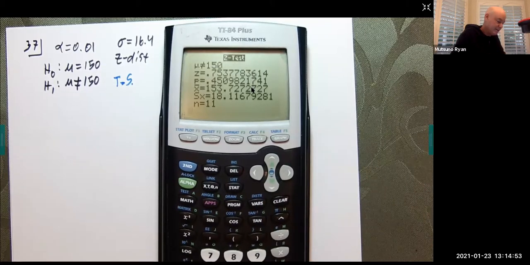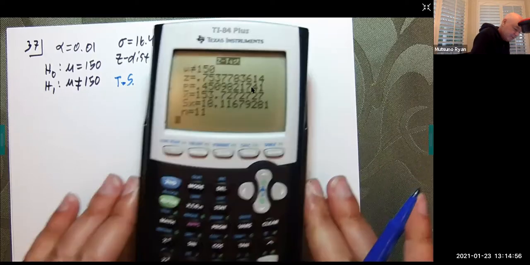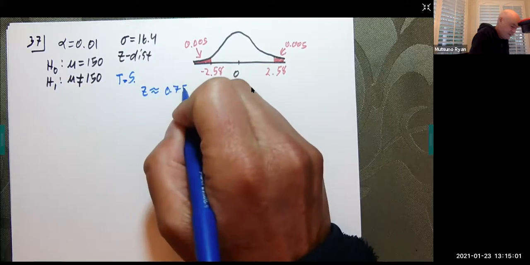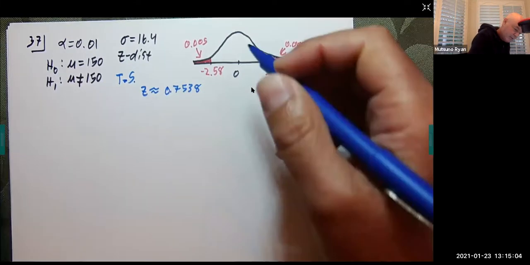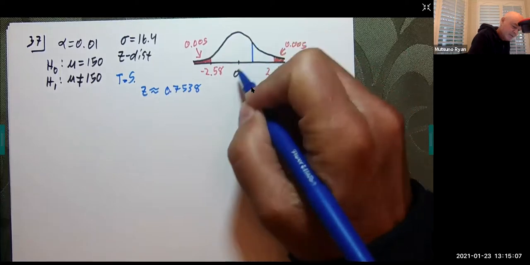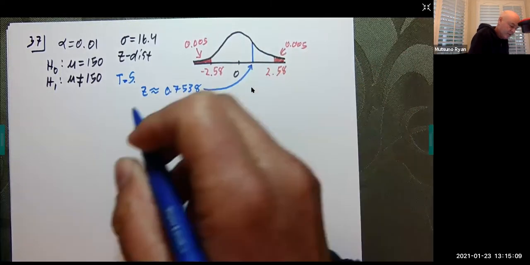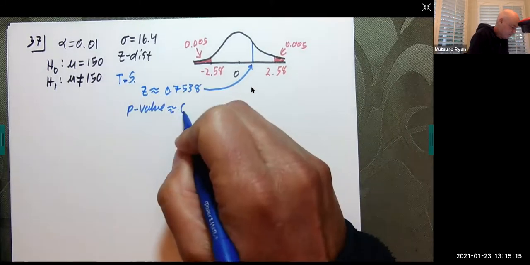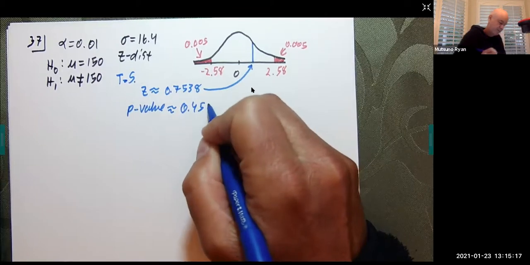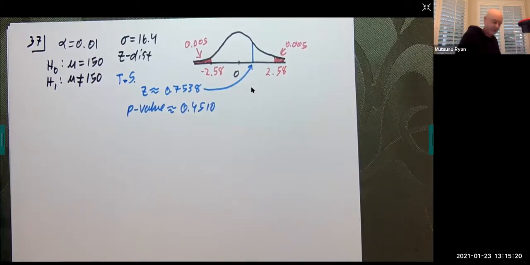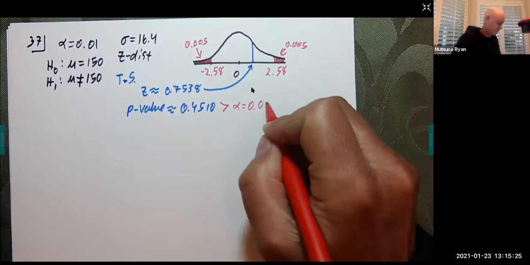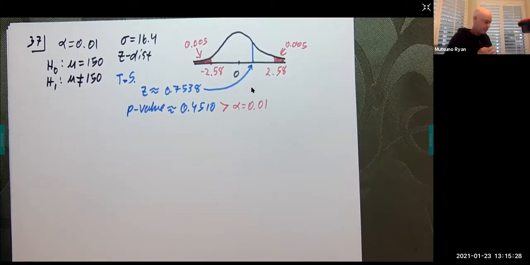And they tell us that z is about equal to 0.7538. That, and I'm going to over-exaggerate this, is about right there. And our overall p-value is 0.4510. And the point is that this is way bigger than our alpha. So we are definitely going to fail to reject in this case.